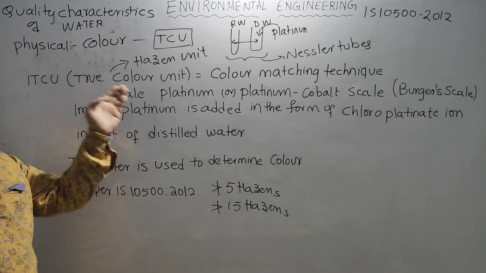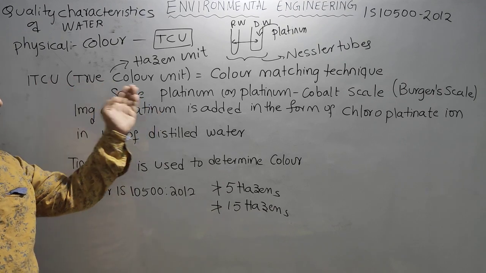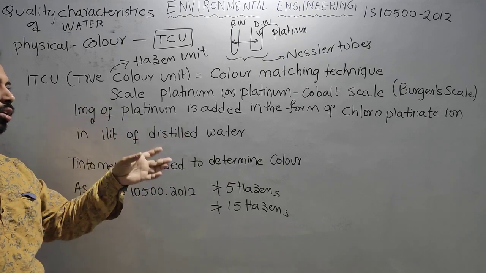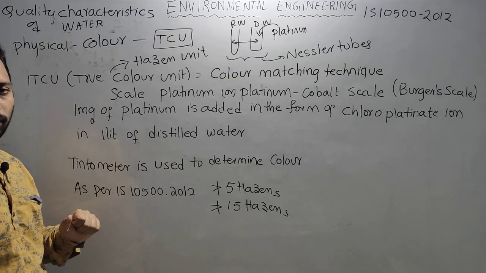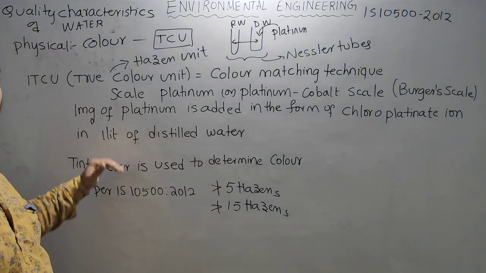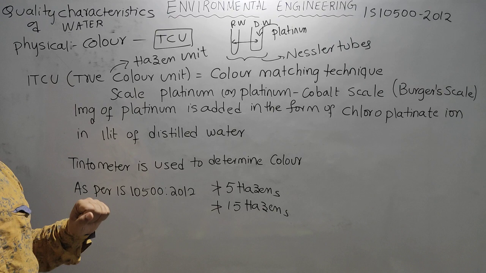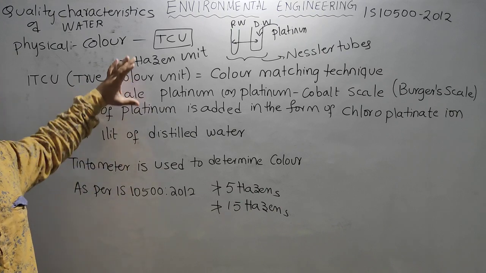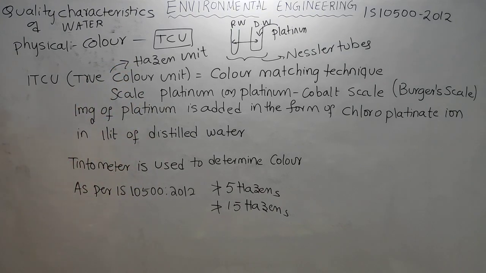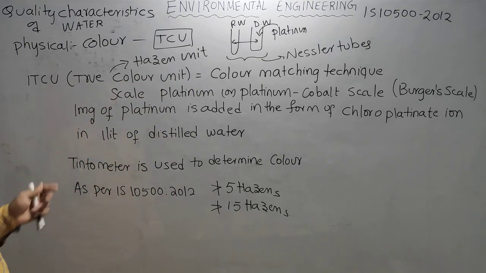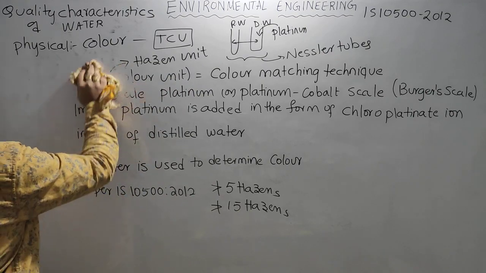What is TCU? 1 TCU means, and in the options they may give you 1 mg of silica added in 1 liter of distilled water, 1 mg of platinum ion added in 1 liter of distilled water, 1 mg of formazine added in 1 liter of distilled water. So which of the following is 1 TCU? These kinds of questions they may ask. And what are the limits? The limits are also important. So these are the questions which are important from this concept. Similarly, in the previous concepts also the same thing. What is the equipment, what is the scale, what are the units, what is the technique, and what are the limits. These are the important things in this chapter on characteristics.